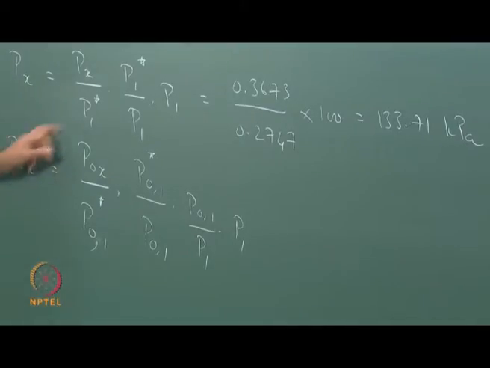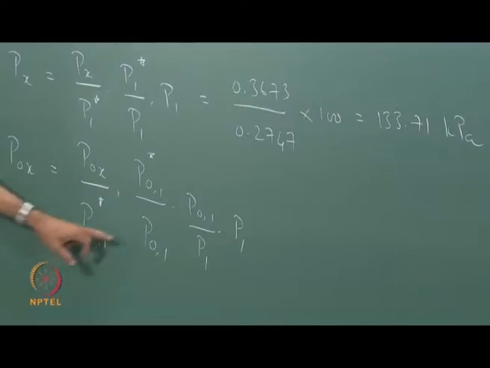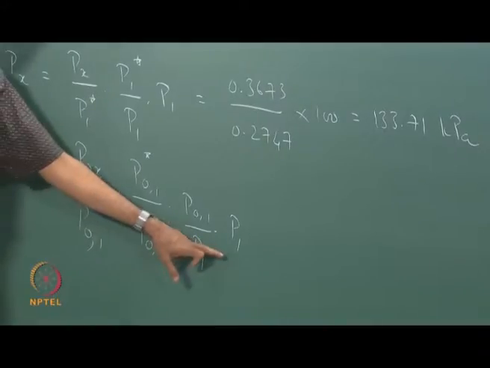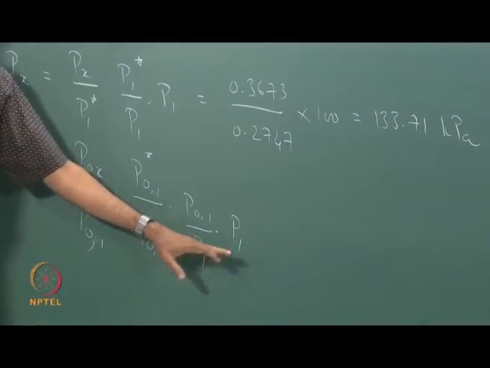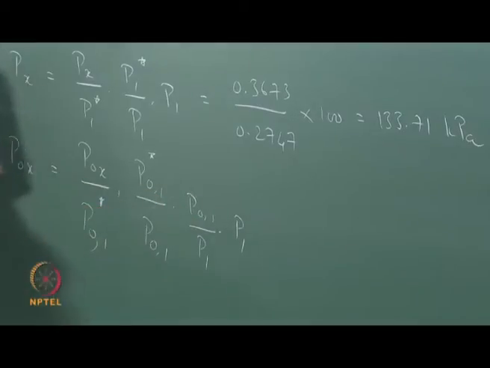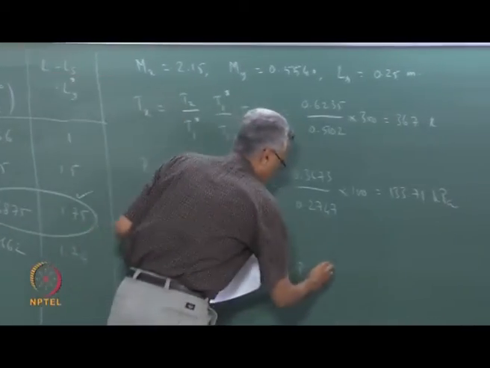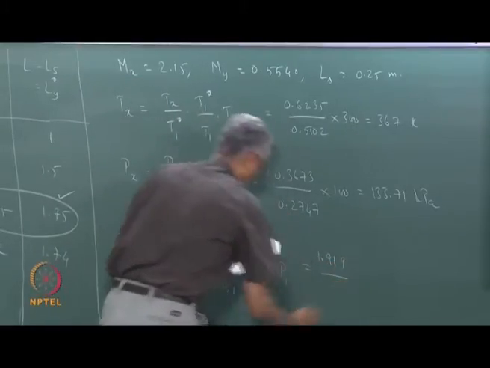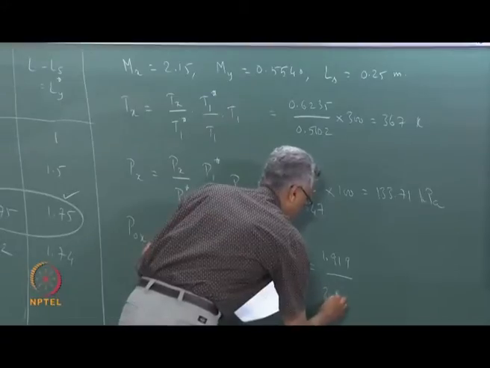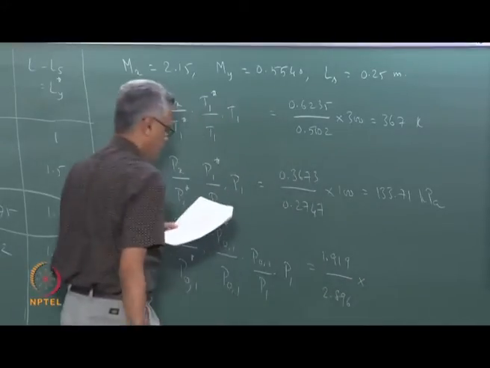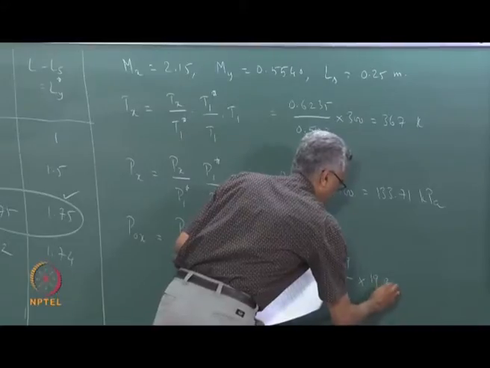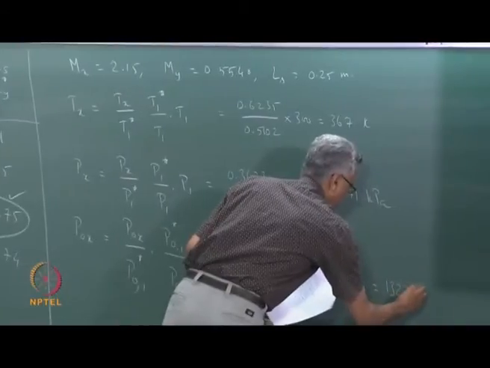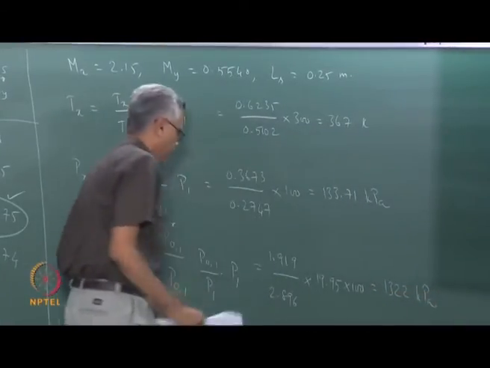So this value I can get from Fanno tables, this also I can get from Fanno tables, this I can get from isentropic tables, and this is known to me already, right. So, I can retrieve each one of these quantities from the different tables, and if I plug in the numbers, I get 1.919 divided by 2.896 times 19.95 times 100, which is equal to 1322 kilopascal.